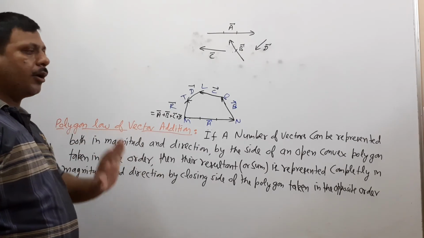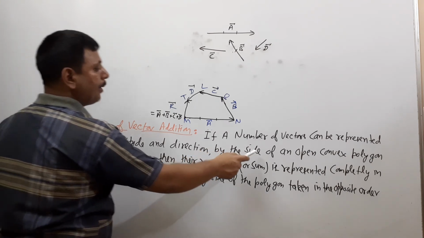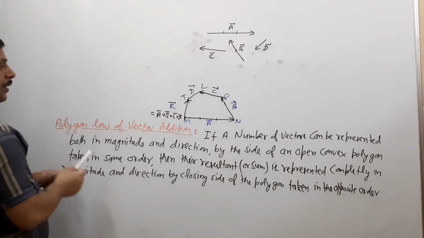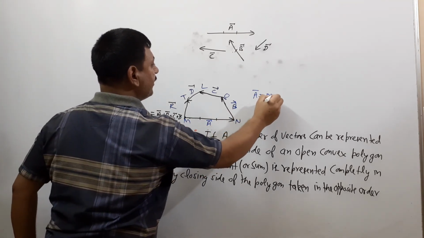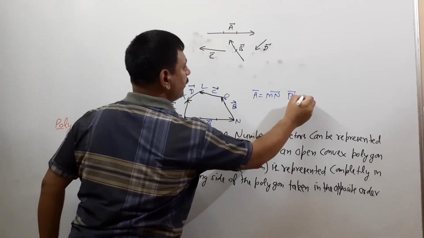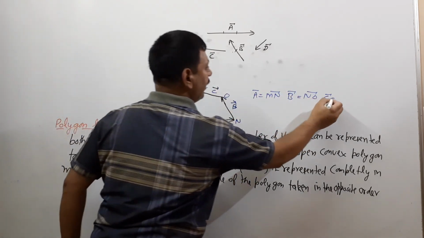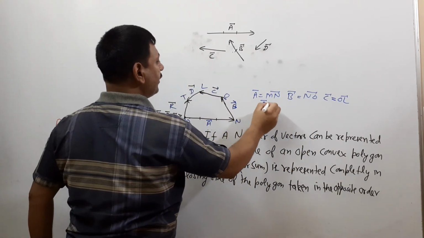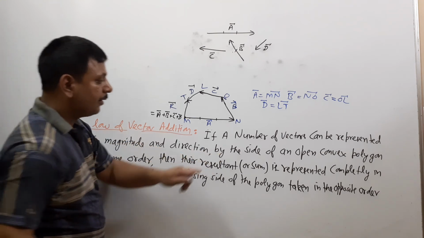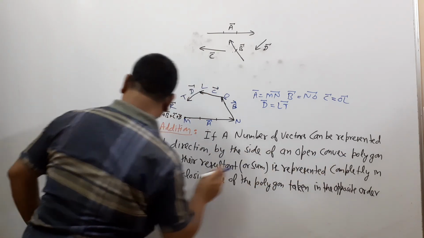So see here, what is the polygon law of vector addition? If a number of vectors can be represented both in magnitude and direction by the sides of an open convex polygon taken in same order. Here we have taken vector A as MN in order MN, vector B I have taken as NO. This is the open convex polygon. This C vector I have taken same order OL. Vector D I have taken LT, both in magnitude and direction by the sides of an open convex polygon taken in same order.